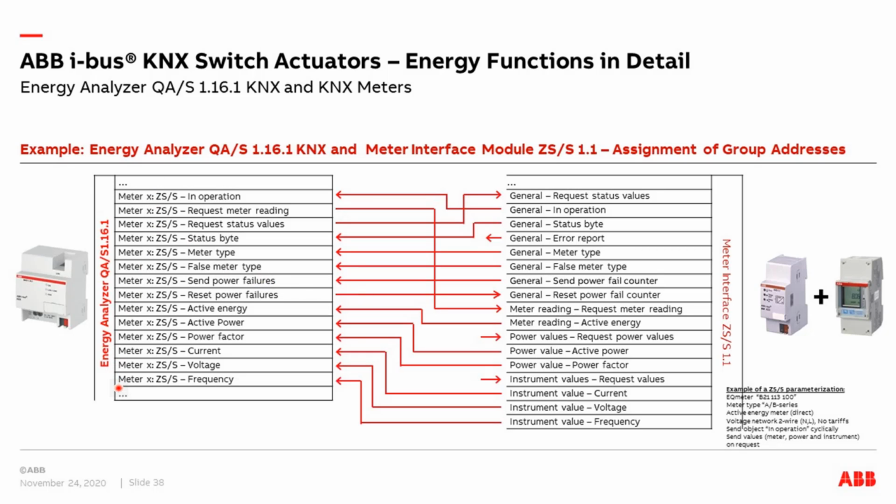Here on the left side we have the energy analyzer. You see exactly the group objects in operation, request meter reading, and so on. And here on the right side, the group objects of the ZSS meter phase. You see nearly the same, the wording is the same. And then we link here the group addresses. Like for example here, the active power from this group object, we link it with a group address to this active power. This is, I think, not really difficult. So we need some group addresses.